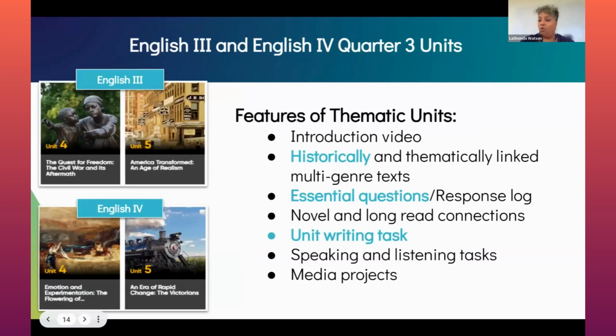English 3 and 4, it's basically the same thing with some differences. Because English 3 and 4 cover British and American Lit, these units are based on time periods. Because of this, there are more than one essential question. There are 3 or 4 of them. The students will also complete a unit writing task that is included within HMH at the end of each unit.